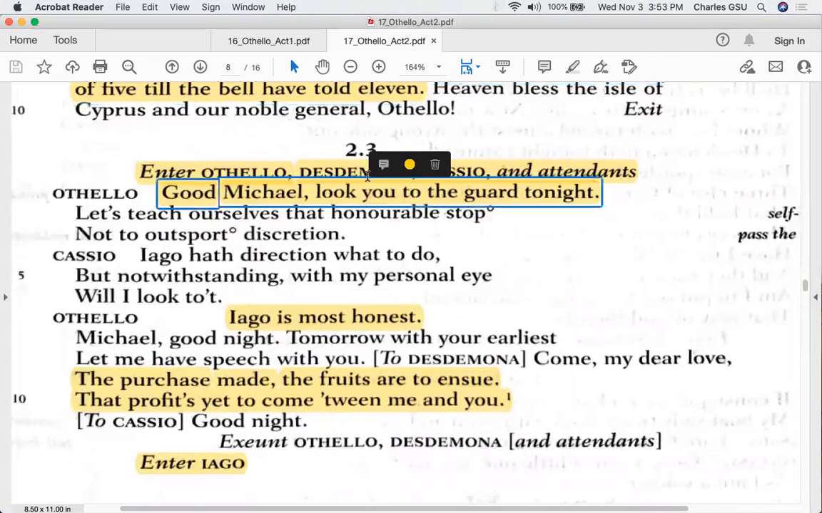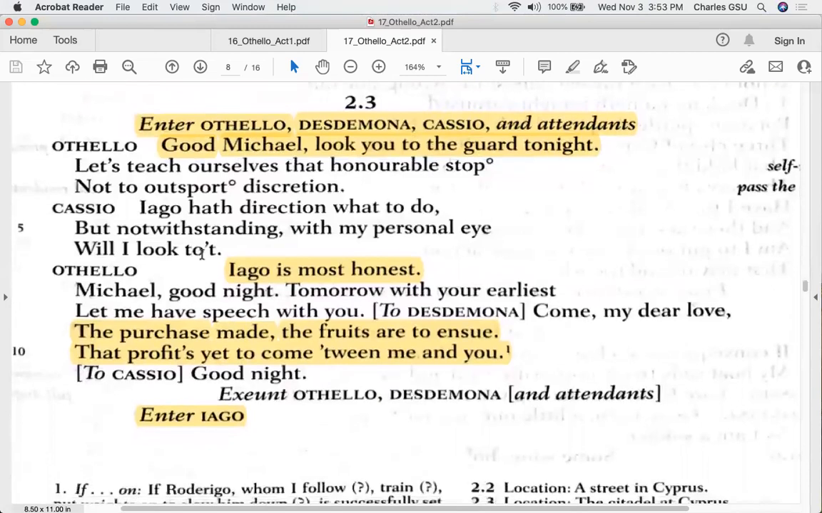And in Act 2.3, this is where we have the fight. So Othello literally commissions Michael, good Michael Cassio, look you to the guard tonight. Like, okay, because I'm going off to my honeymoon night with Desdemona, you need to be in charge of the entire citadel in Cyprus, basically.